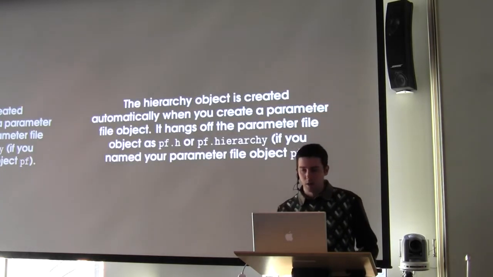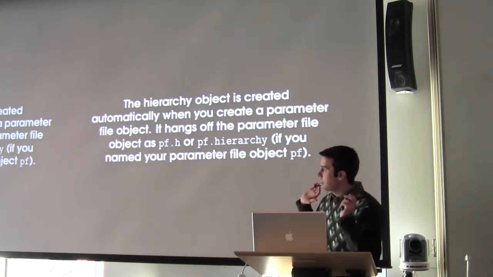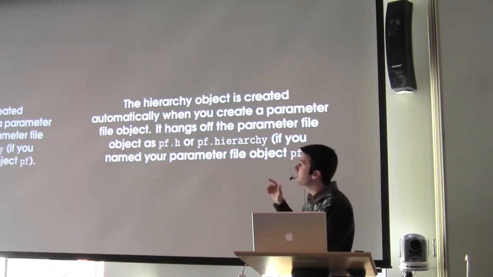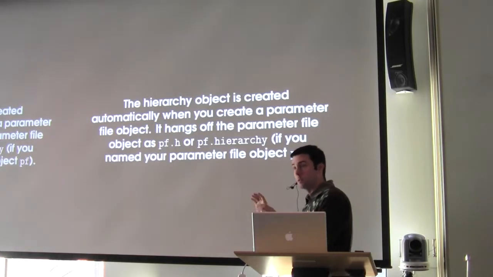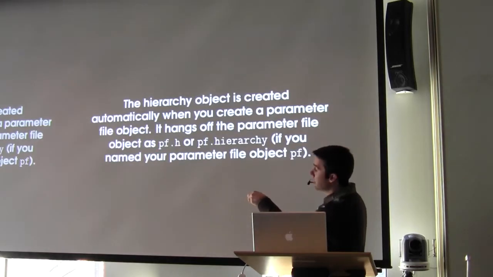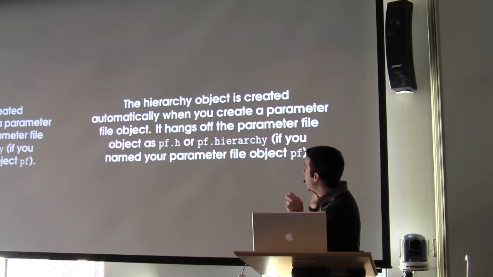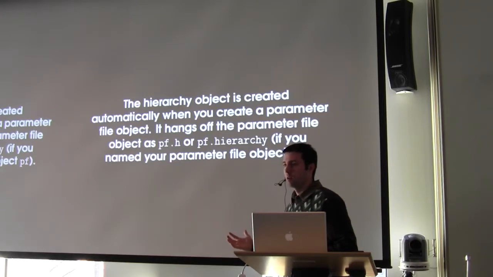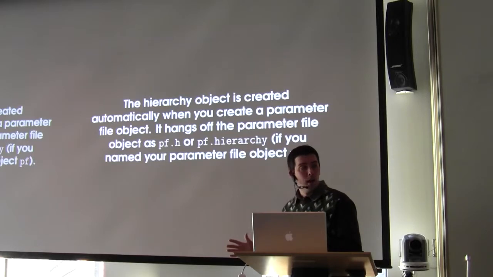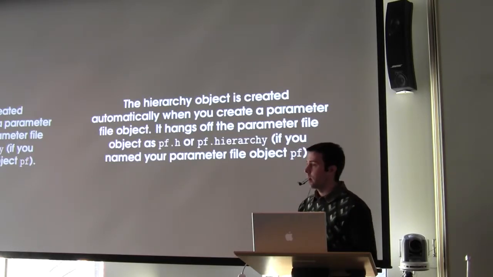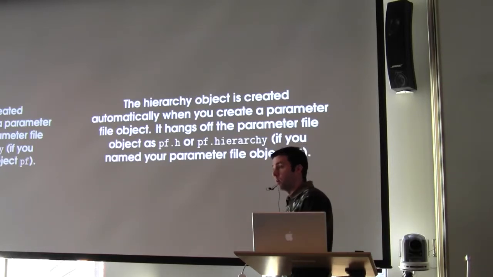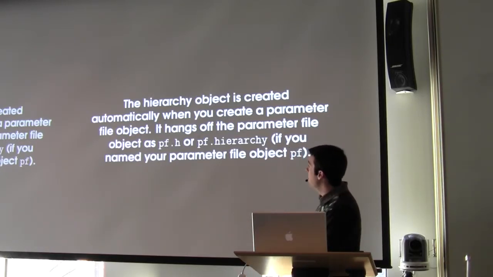You don't have to worry about creating the hierarchy object when you create your parameter file with pf equals load. The hierarchy object, which you can access at either pf.h or pf.hierarchy, will just be instantiated for you. As Matt said, it is technically not instantiated right away because sometimes that can involve a lot of computational time and take a while. But the first time you refer to it, it will instantiate itself, so you never have to worry about making your own.